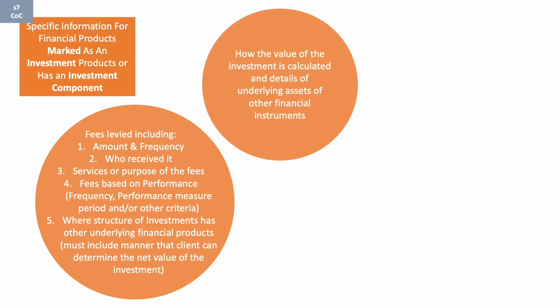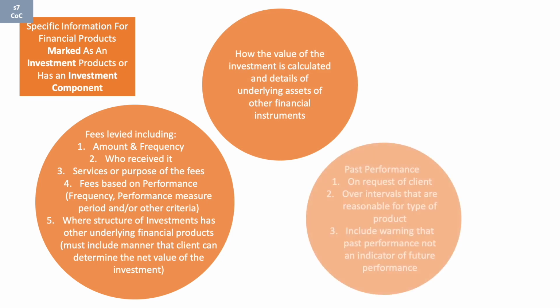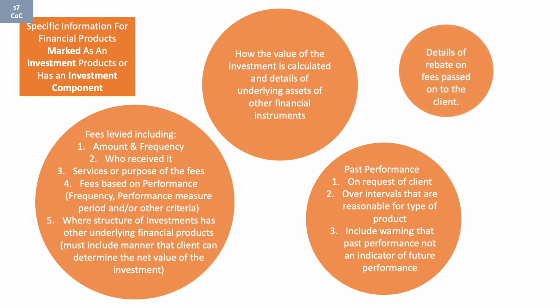Next, we need to disclose how the value of the investment is calculated and the details of the underlying assets of other financial instruments. We need to disclose the details on the past performance of the investment as well. 1. On request of the client. 2. Over intervals that are reasonable for the type of product. And 3. Include a warning that past performance is not an indicator of future performance. We also need to disclose the details of any rebates on fees passed to the client. Lastly, any platform fees that are being charged to the client.